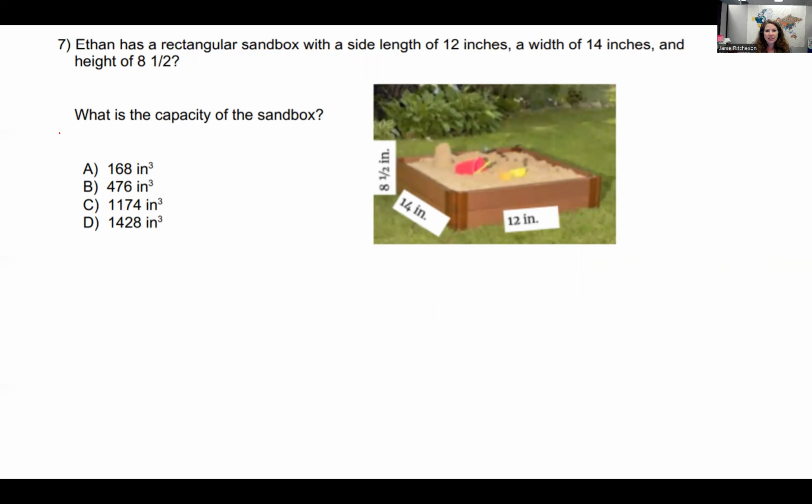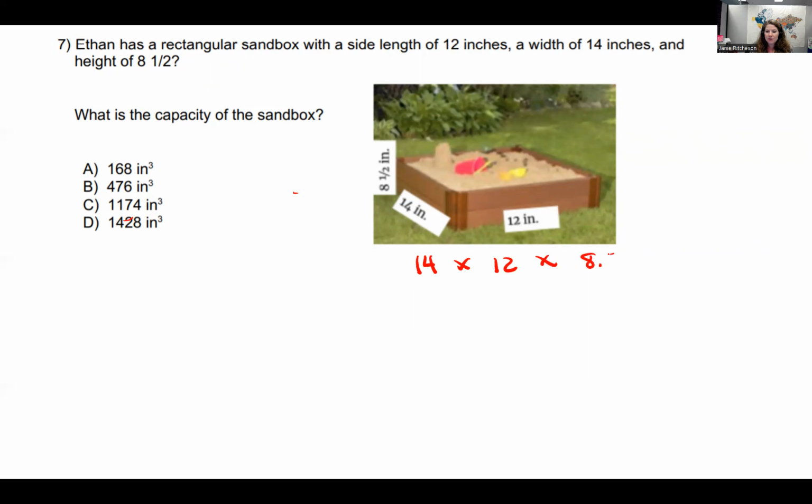Ethan has a rectangular sandbox with side lengths of 12 inches, a width of 14 inches, and a height of 8.5 inches. What's the capacity? That means volume. All right. So all we do for volume is we multiply 14 times 12 times 8.5.